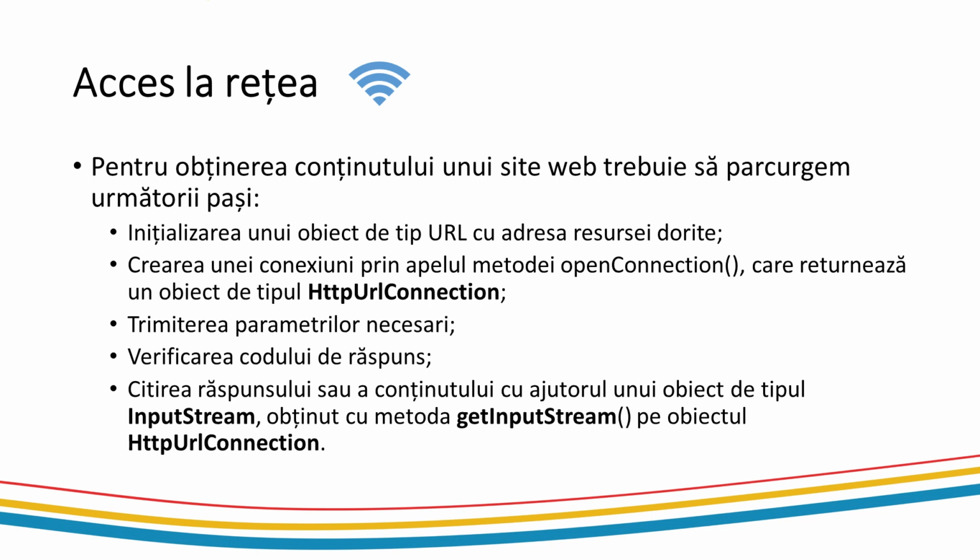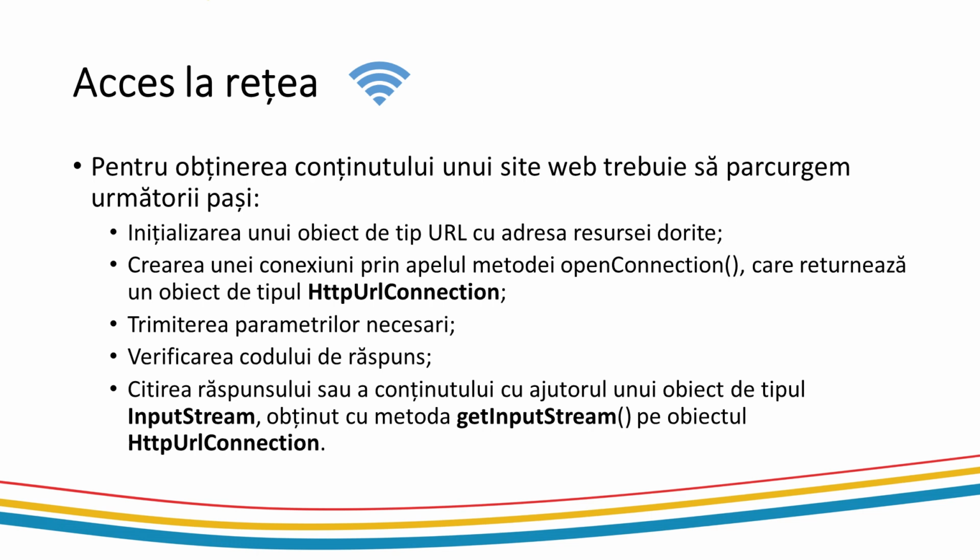So the first step is to create a URL object, pointing to the web address you want to access. It's like typing the website address into your browser. Setting the destination. Right. Then you call the open connection method on that URL object. This establishes a connection to the server and returns an HTTP URL connection object, which represents that active connection. So that's like dialing the phone number.